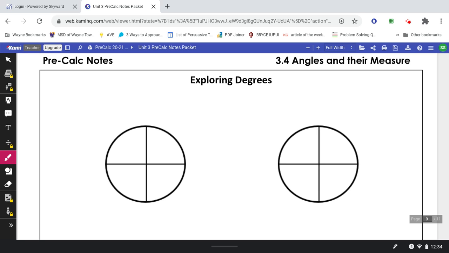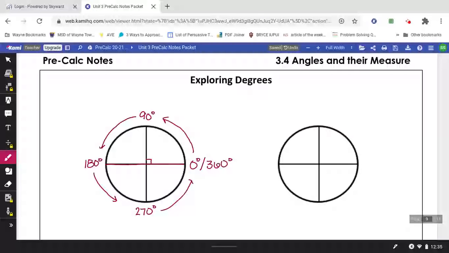We have these two circles here. The first one on the left, we're going to start with 0 degrees, and we're just going to label the major points here. You start with 0 and we work around the circle like this, 90 degrees. Notice that 90-degree angle. All the way around to 180 degrees, representing a straight line. Keep going to 270 degrees. And all the way back to the beginning, which we also call 360 degrees. All the way around the circle, 360 degrees.